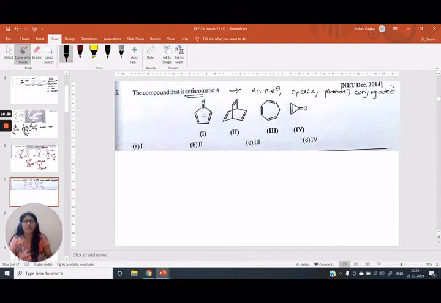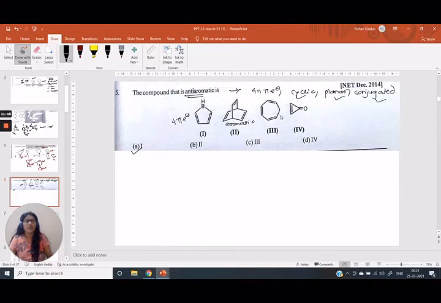Here, in the first example, how many electrons? This 2 pi bond, that is 4 pi electrons. The system is cyclic, planar, conjugated. Therefore, the first is anti-aromatic. Therefore, option 1 is the correct option. In option 2, how many electrons? 6 pi electrons. The system is cyclic, planar. Here the system is not conjugated, but it is an exceptional case. The compound 2 is aromatic. Remember, this compound is aromatic.